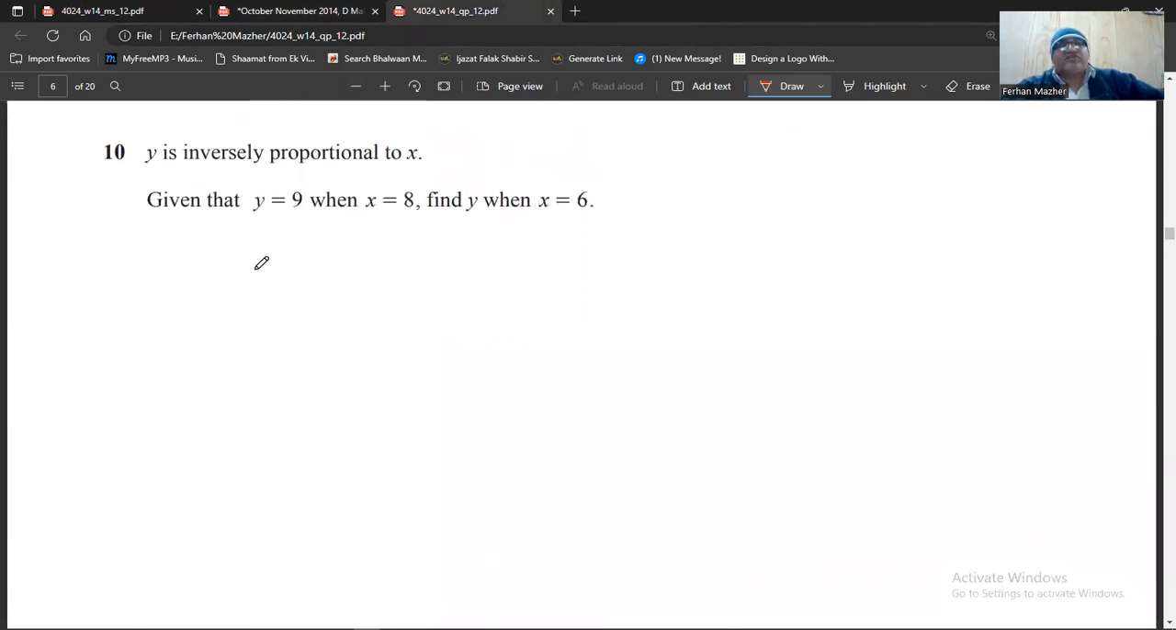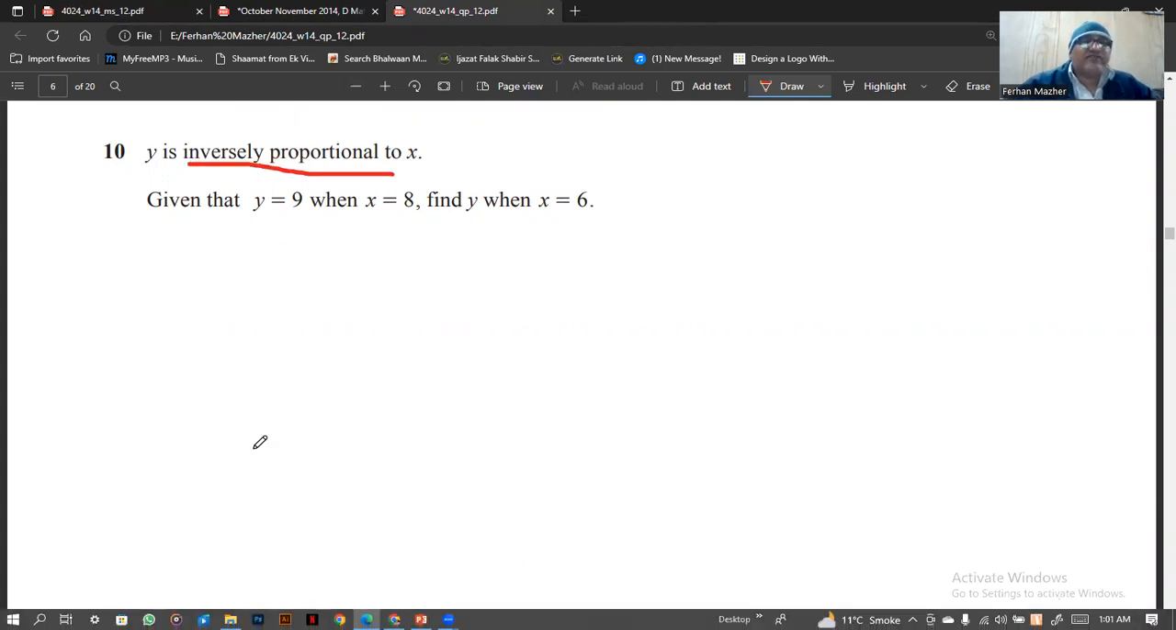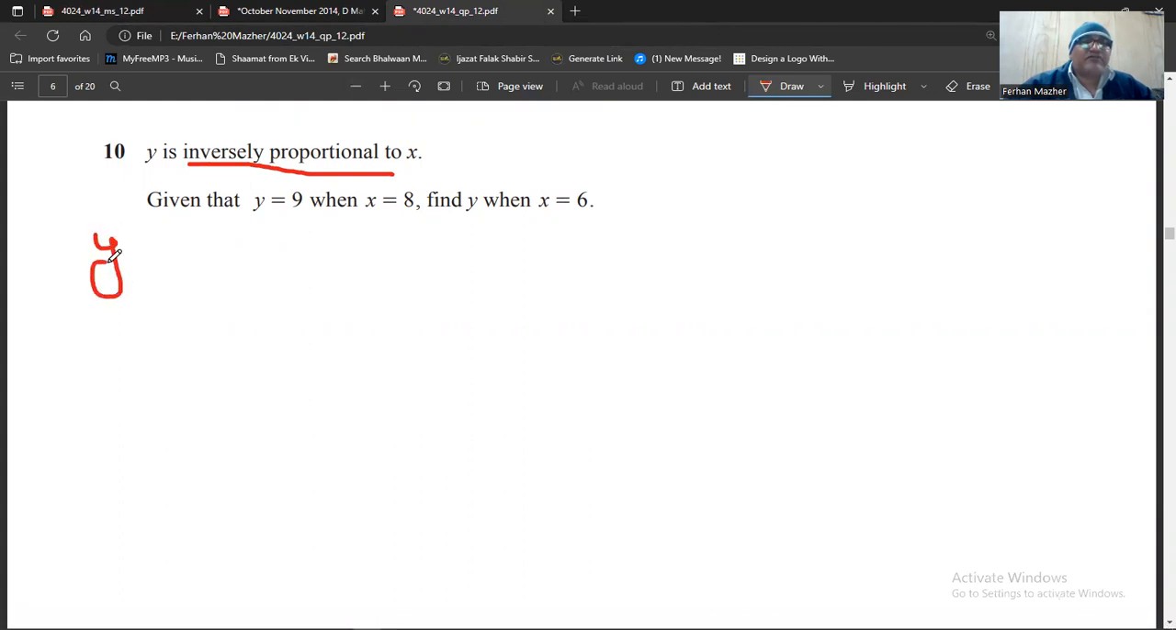It's a 2-mark question. We are on question number 10. Y is inversely proportional to x, given. You know, inversely proportional, we write 1 by x. When you remove the proportional sign, you introduce a constant, k. A set of values is given, and using them I will find the value of k.